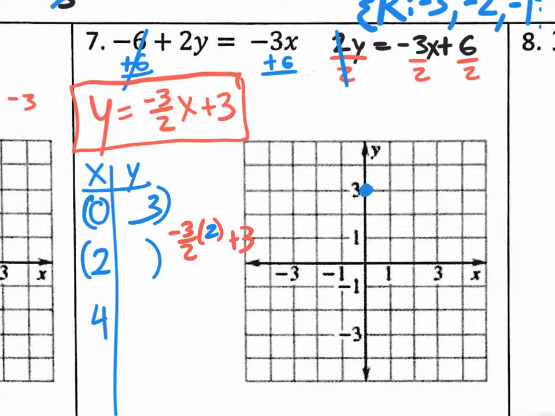And as you can see, the 2's cancel, and we have negative 3 plus 3, which is 0. Negative 3 plus 3 is 0. So if we go to the coordinate 2, 0, and put a dot right there, 2, 0, it's right here on the x-axis, I already have enough information to graph my line. It would simply be this line right here. We're going to find a third point just for fun.